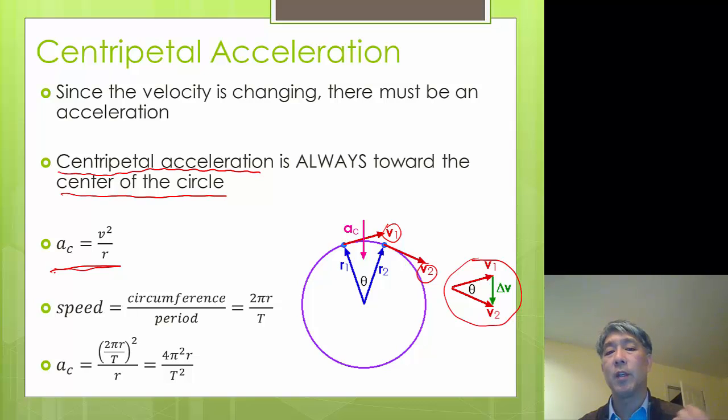Since period is the time it takes to make one full circle, and the distance for one full circle is circumference, the speed basically comes down to simply 2 pi r over period T. Don't forget to use this method of calculating speed at times. Making that substitution for speed, my centripetal acceleration becomes 2 pi r over period squared divided by r. After a little bit of algebra, I end up with that other formula that was shown in the beginning of the slides: 4 pi squared r over T squared.